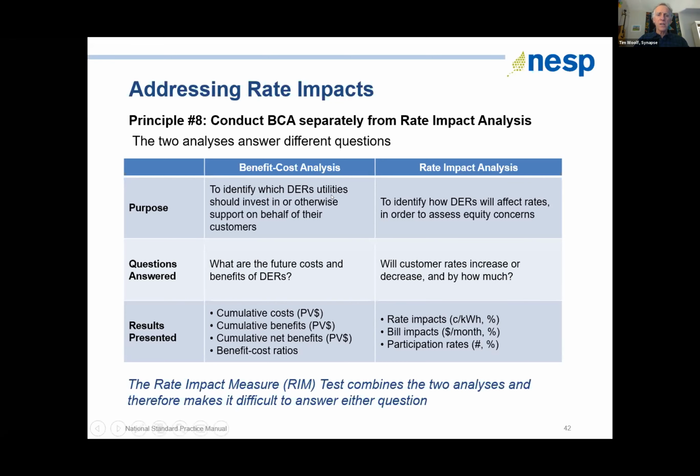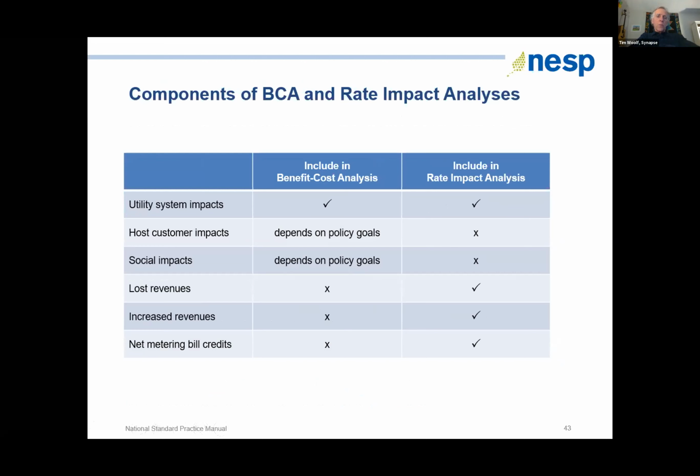Next slide. This is kind of key to help you understand the differences. So when you do a benefit cost analysis, as we said many, many times, you've got to include the utility system impacts because that tells you about average bills and revenue requirements and all the rest. Whether you include host customer and societal impacts depends upon your policy goals. Things like lost revenues or increased revenues, which you might get through electrification and EVs, you don't include those because they don't really affect future costs and benefits. Net metering has bill credits that come out of it. Those don't belong in a benefit cost analysis.